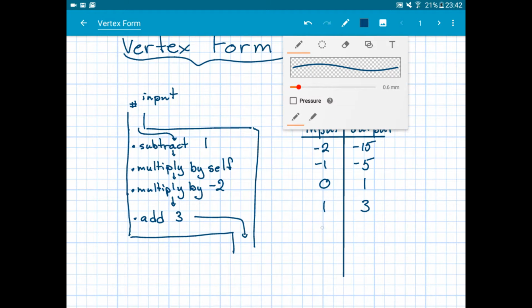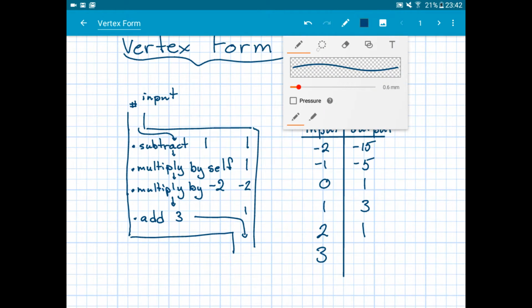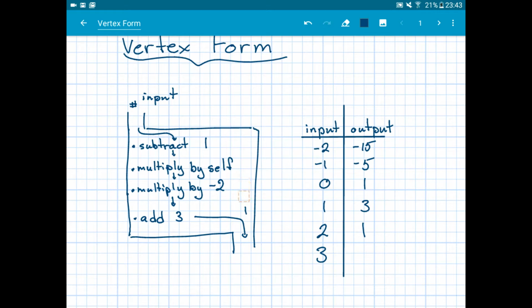So let's go to 2. Okay, so subtract 1, that would make 1. Multiply 1 by itself is 1. Multiply by minus 2 is minus 2. And add 3 is 1. And we'll do one more. We'll just go 3. That'll be it. That'll be our set of input-outputs that we use.